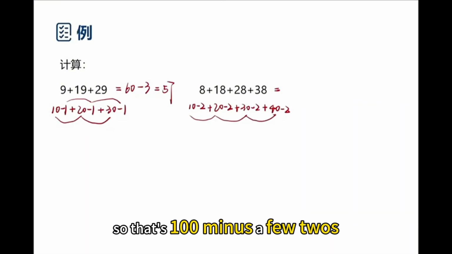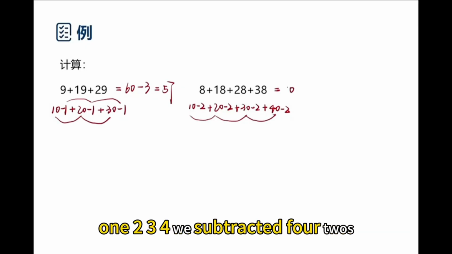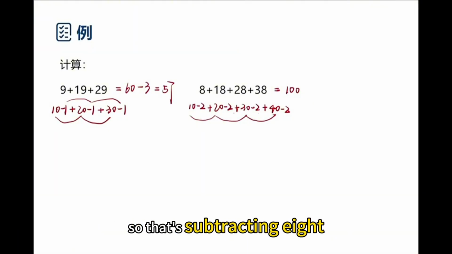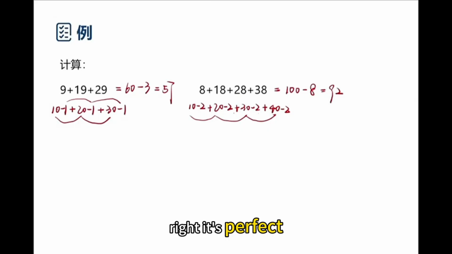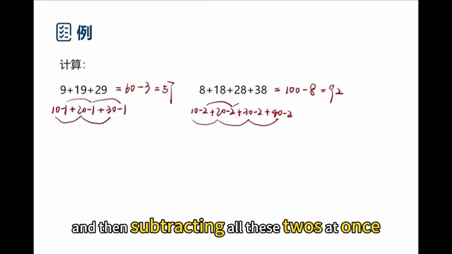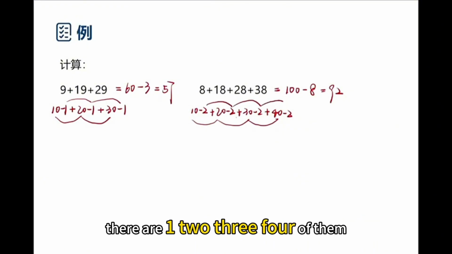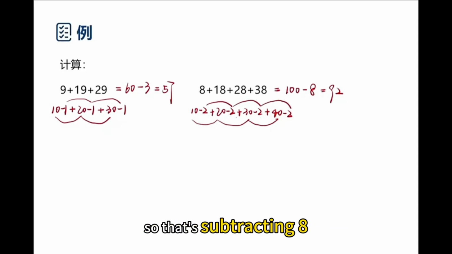So that's 100 minus a few 2's. How many 2's did we subtract? 1, 2, 3, 4. We subtracted 4 2's. So that's subtracting 8. The answer is 92 directly. Right. It's perfect. Let's move this down a little bit and get the notes right. It's the same as adding all the multiples of 10 together first, and then subtracting all these 2's at once. Right. There are 1, 2, 3, 4 of them. We subtracted 4 2's, so that's subtracting 8. 100 minus 8 is 92 directly.